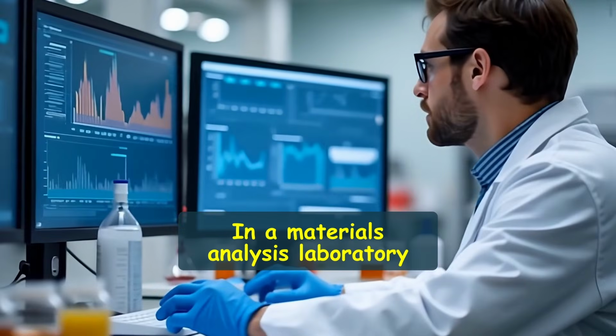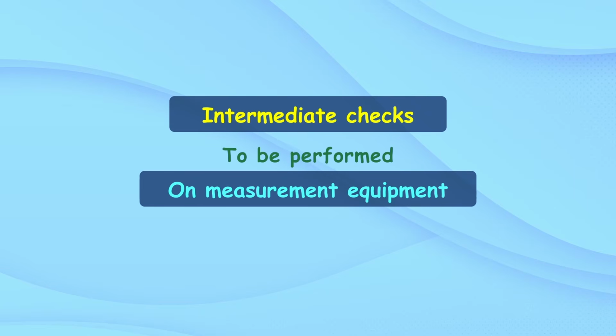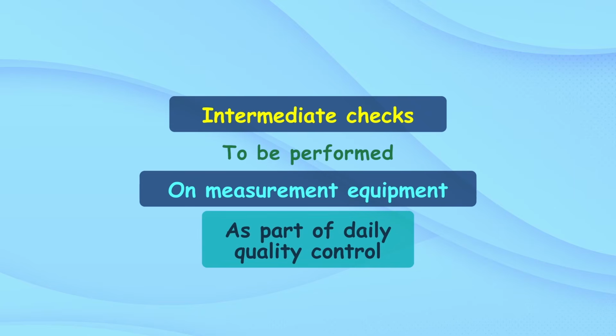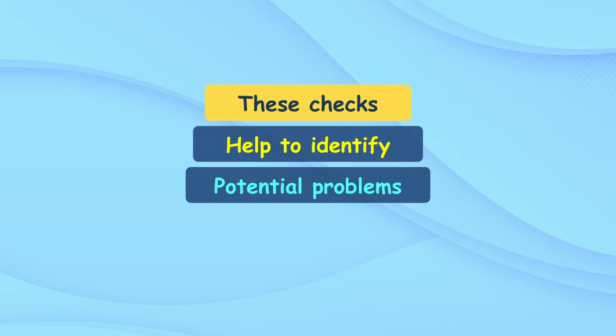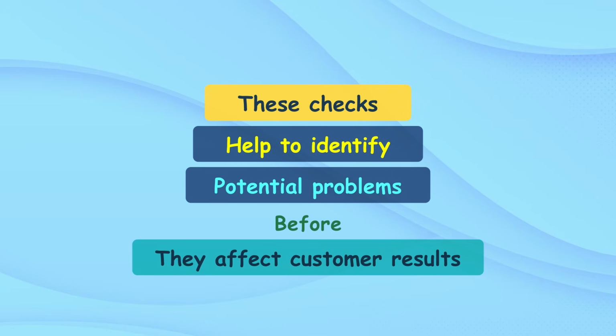In a materials analysis laboratory, for example, it is common for intermediate checks to be performed on measurement equipment as part of daily quality control. These checks help to identify potential problems before they affect customer results.